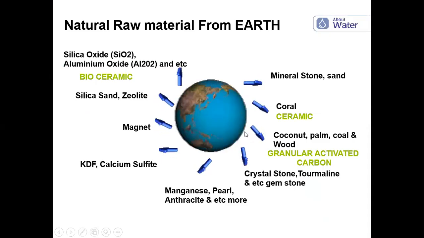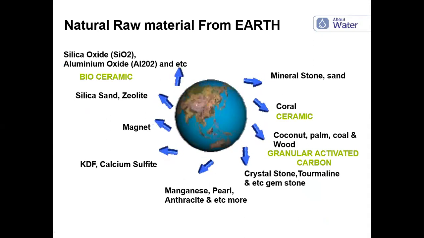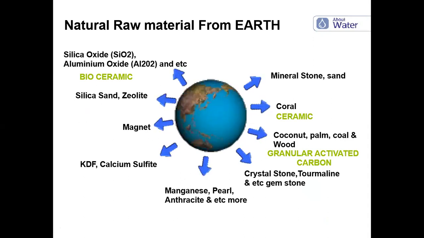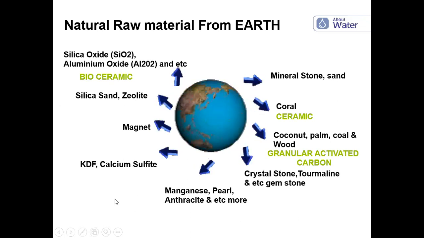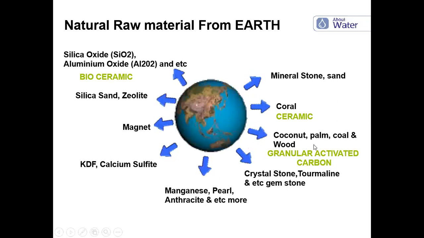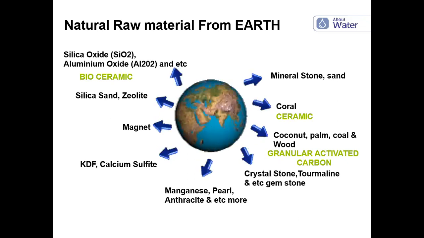So the filtration function: natural raw material from earth. In our energy water system, we are using 100% sources from the earth. That's the goodness of Dr. Lim. He creates something from the earth. So we're using silica oxide, aluminum oxide, bioceramic, silica sand, magnet, calcium sulfide, manganese pearl, crystal stone, thermalite, gemstone, granular activated carbon, coconut palm, coal wood, coral, and mineral stone. All these things are from the earth. We don't use any chemical system, and any electrical system is out of the system. So it's almost the same as the water that we get from the boring system.